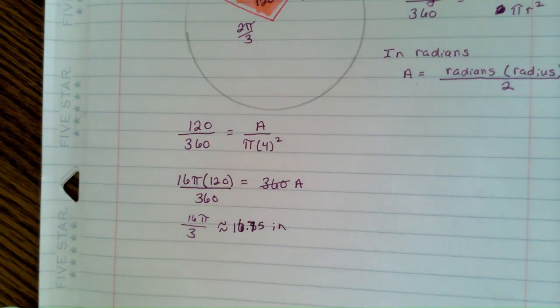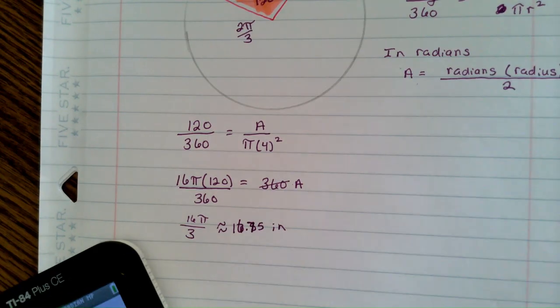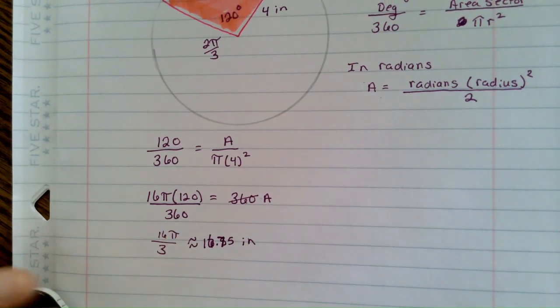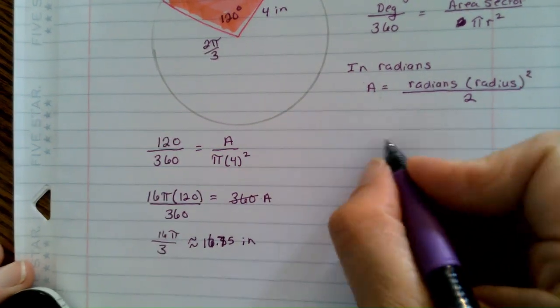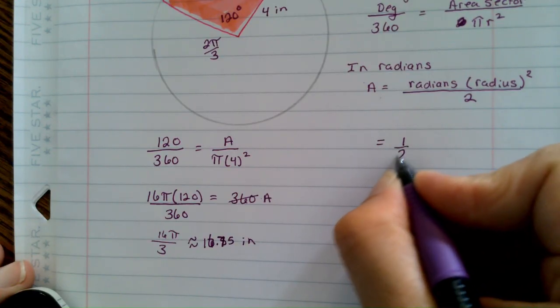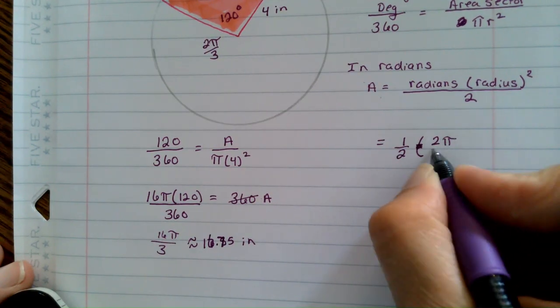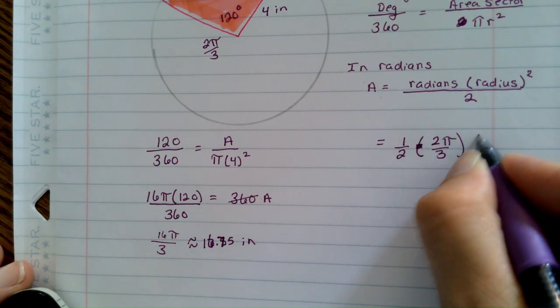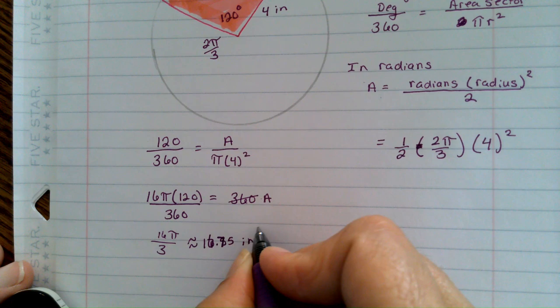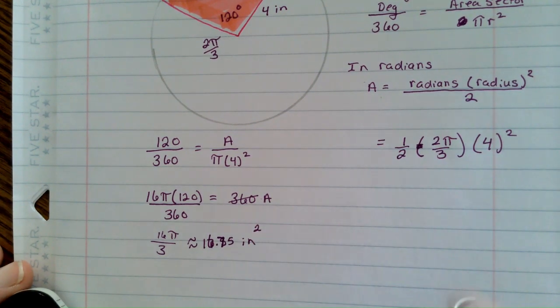My brain and my hand weren't on the same numbers. Well, what if we decide to do it radians times radius squared divided by 2? So dividing by 2 is the same thing as multiplying by 1/2 times our radians times our radius squared. Forgot to label that in inches squared.